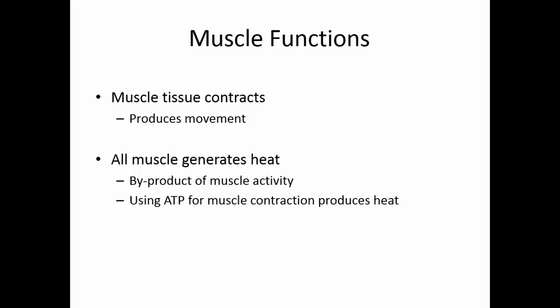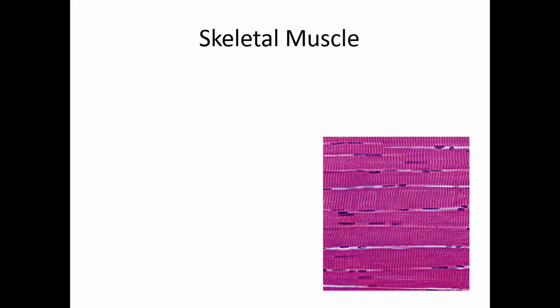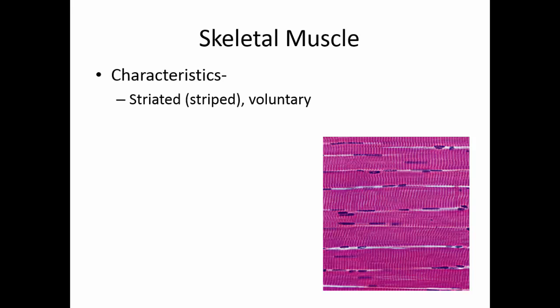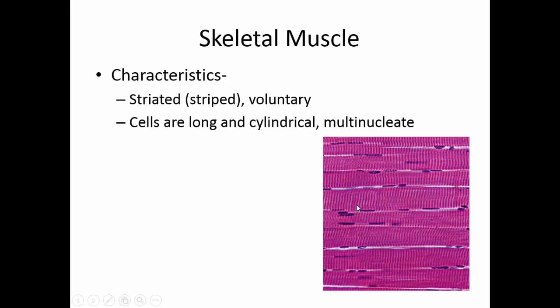There are three types of muscle: skeletal, smooth, and cardiac. Skeletal muscle is striated or striped. It's also voluntary. You consciously control when this muscle contracts. The cells are long and cylindrical. They run the entire length of whatever muscle they're in. They also have multiple nuclei, which have been pushed to the edge of the cell.